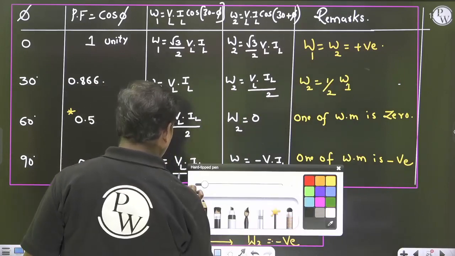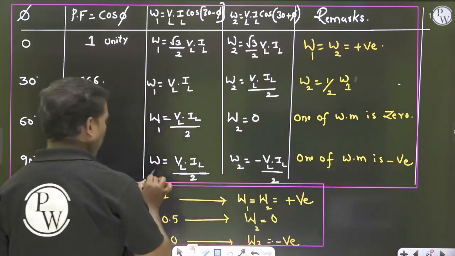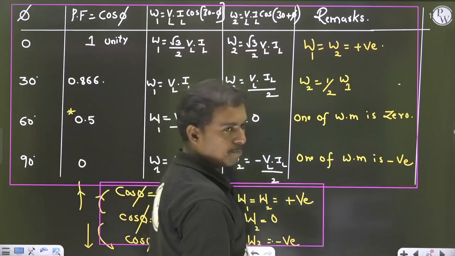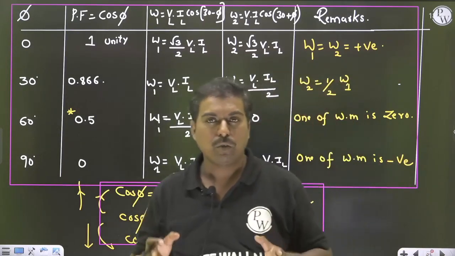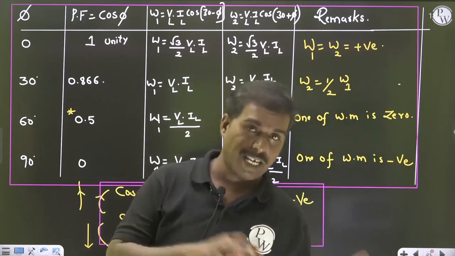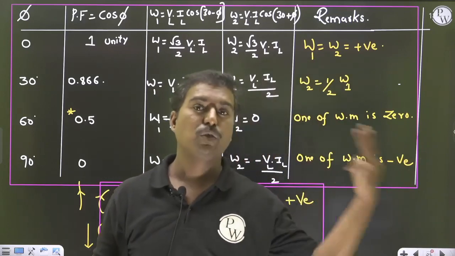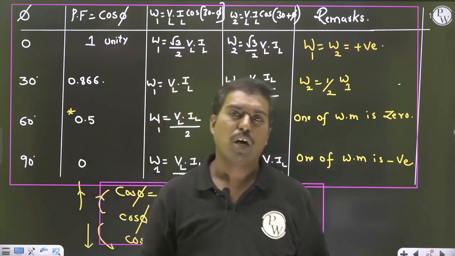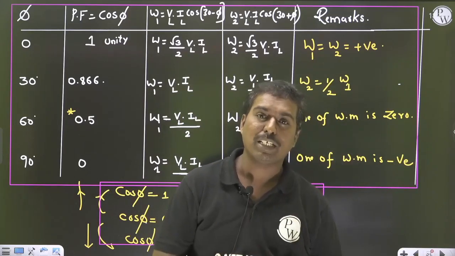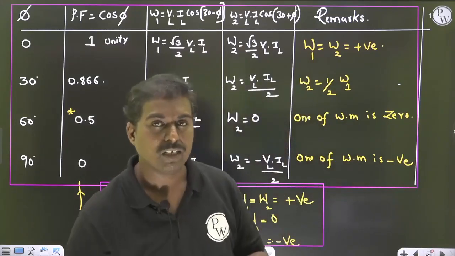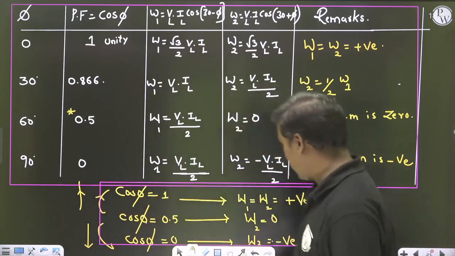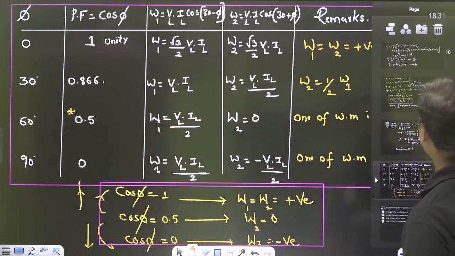This shows the complete understanding of the 2 wattmeter. What I have proved is that by using the 2 wattmeters, you get the same power reading which you got using 3 wattmeters. That means 1 wattmeter is saved. 1 wattmeter saved means how many connections saved? 1 pressure coil connection, 1 current coil connection, 1 RSC connection is saved. So that's what I showed you in the beginning.